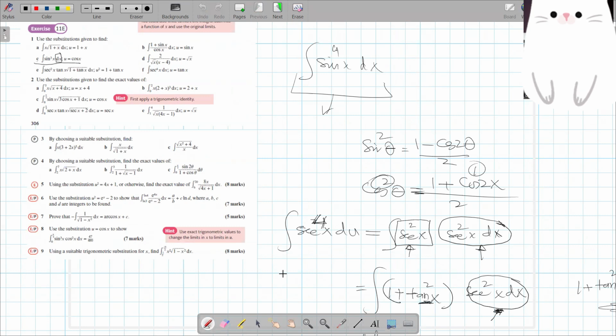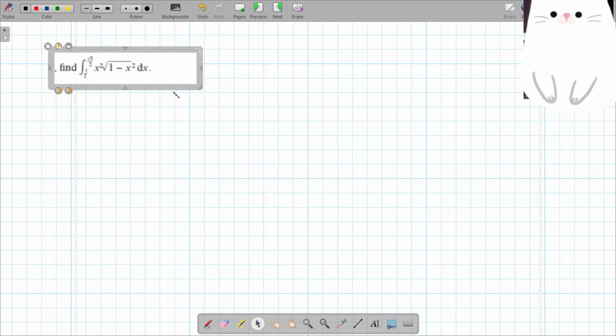So nine is going to be the same, I imagine, right? What is a suitable substitution? No, no, trigonometric substitution. Yes. What suits this question? Which substitution suits this question? One, two, sine or three.